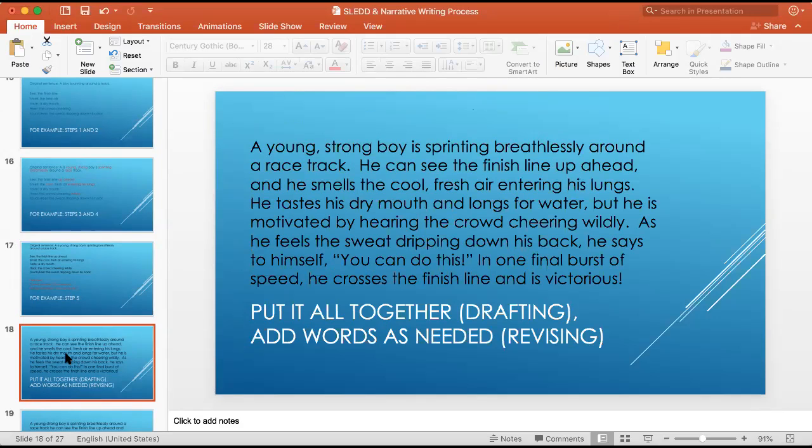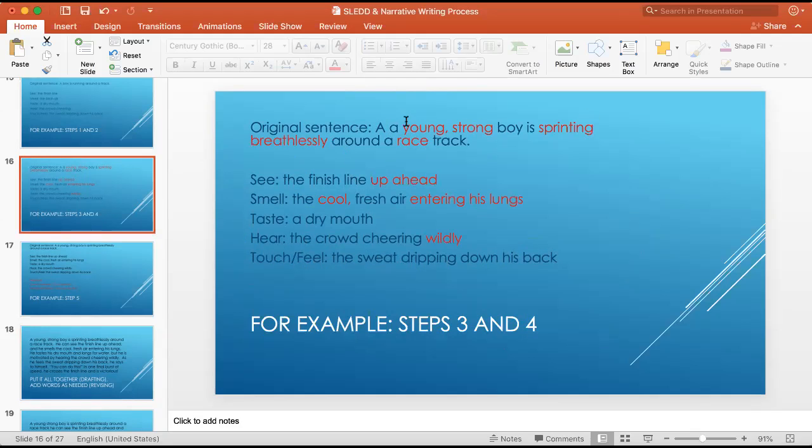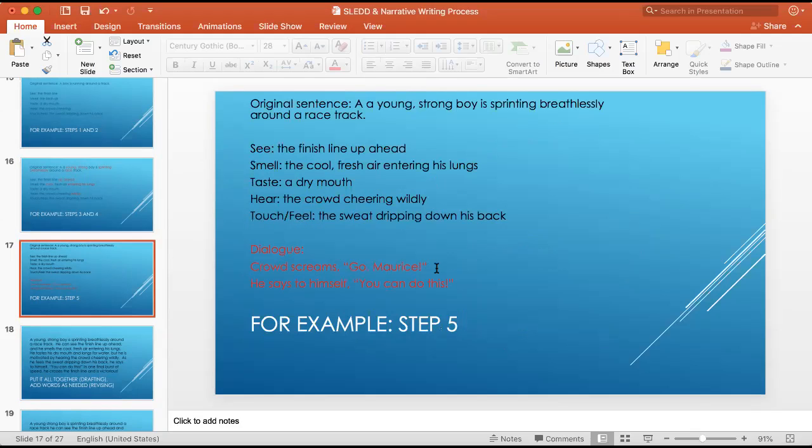So if we're talking about the writing process again, the first 5 steps right now, we're calling that our pre-writing. When we put it all together like this, that is us making a draft now. And literally, if you go back, I really just went in order. I wrote my revised sentence right here when I added my adjectives and adverbs. And then I went through and said he could see the finish line up ahead. He could smell the cool, fresh air entering his lungs. He could taste a dry mouth. He heard the crowd cheering wildly, and he felt the sweat dripping down his back. And then I added how he heard the crowd screaming, "Go Maurice," and he said to himself, "You can do this." I tacked on a concluding sentence, but of course that's not necessary at this stage in the process.